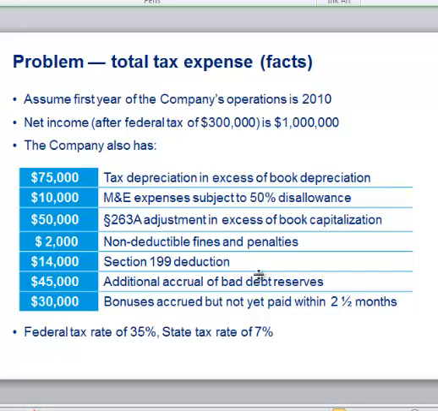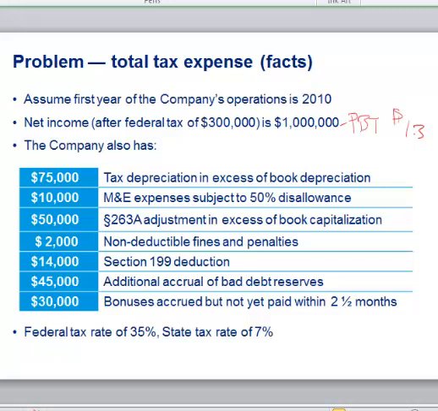All right, so in this example, the company has net income of $1 million, and that's after federal tax of $300. So what that's trying to tell us is that our profit before tax is 1.3, right? So we know that our PBT is 1.3 million. The company also has these temps and perms.